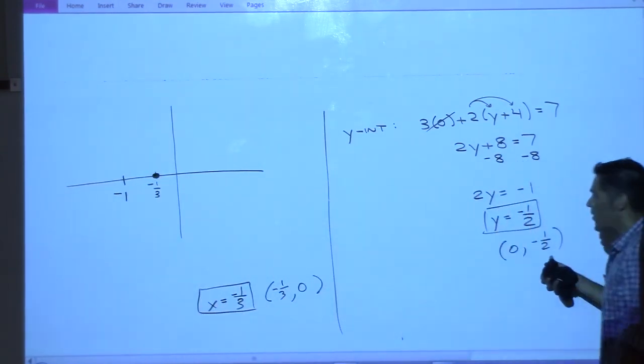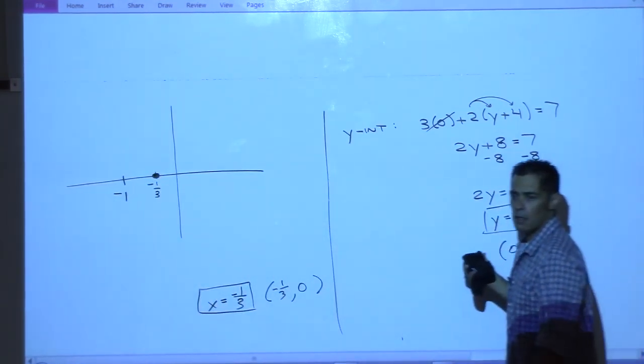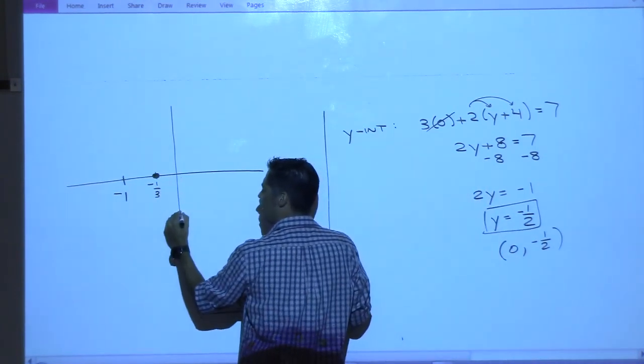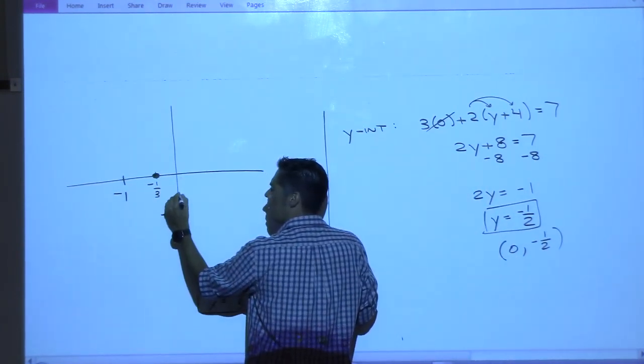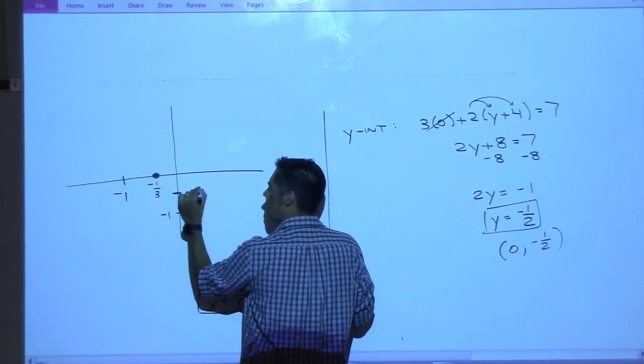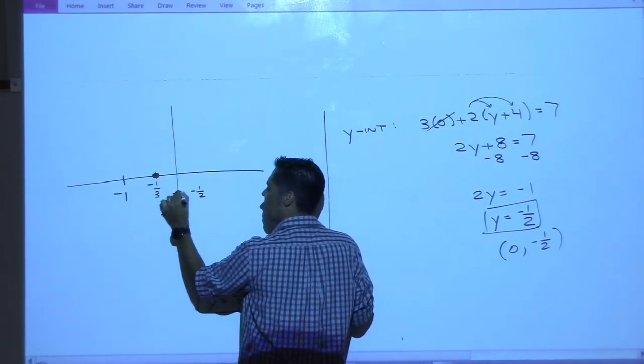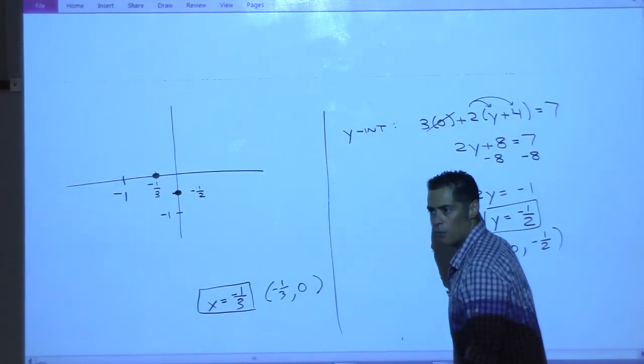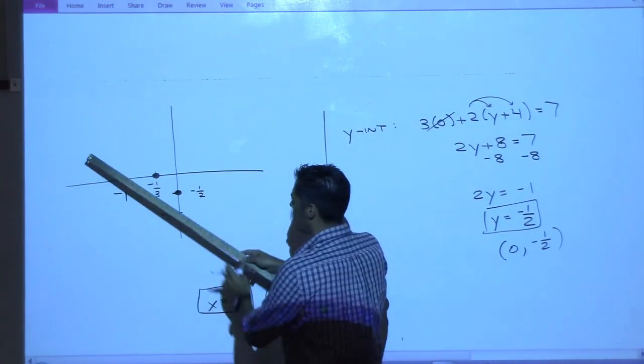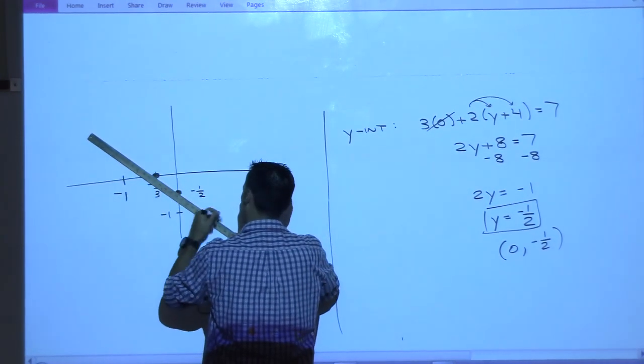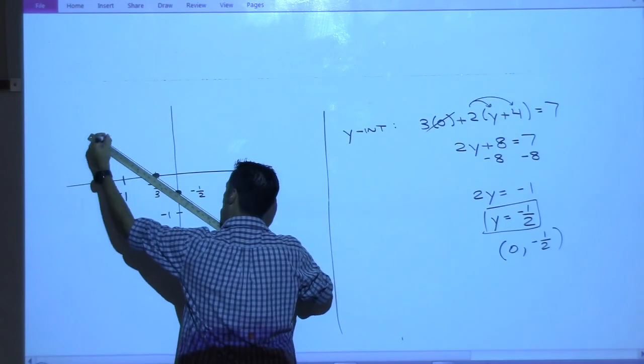Okay, and then negative 1/2 on the y. So if, let's say, again, this is negative 1 here. Negative 1/2 would be about right there. Right there, like that. And then once you have that, you draw your line. Okay, straight line through here. And we're done.